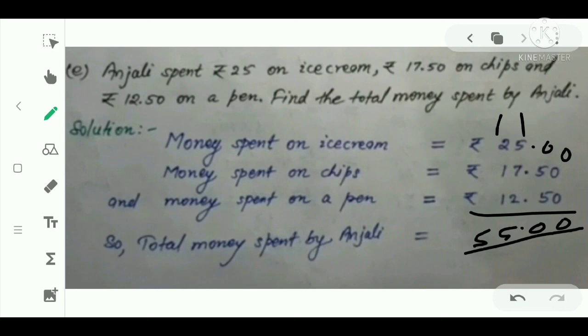So students, that's all. This is the last question. I hope all of you understood these questions. So try to do these questions. One part left, do that question yourself.